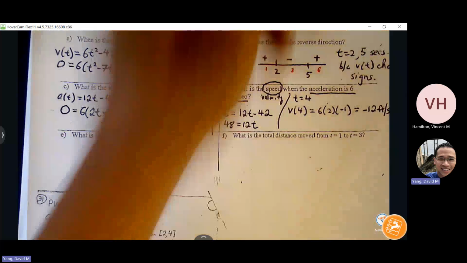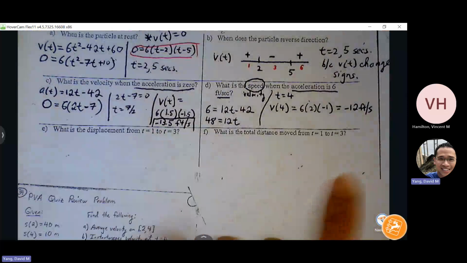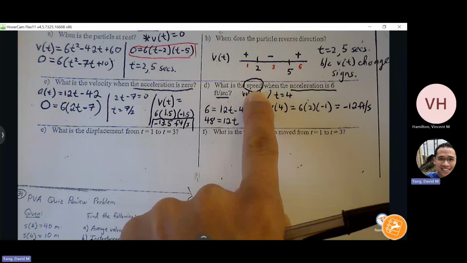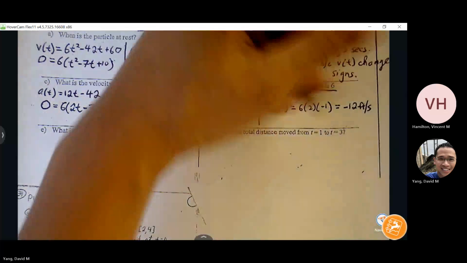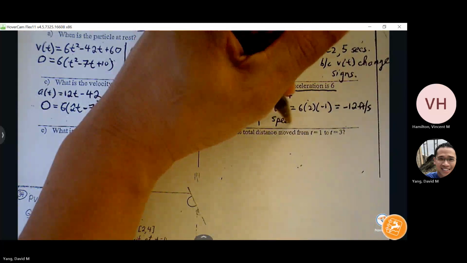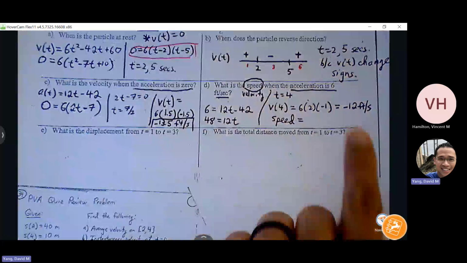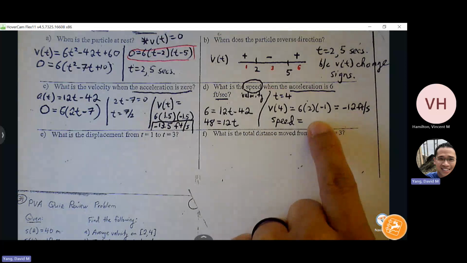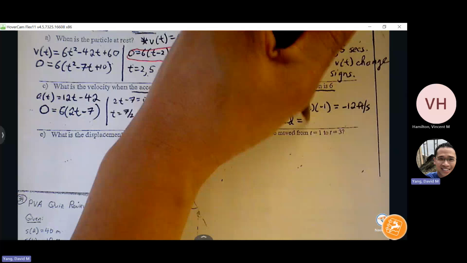So my velocity is negative 12 feet per second. Okay, so we're almost there. We found velocity, so how can we adjust that to produce the speed? What's the relationship? Yeah, it's the absolute value of velocity. So if my velocity is negative, then my speed is just the positive version of velocity.